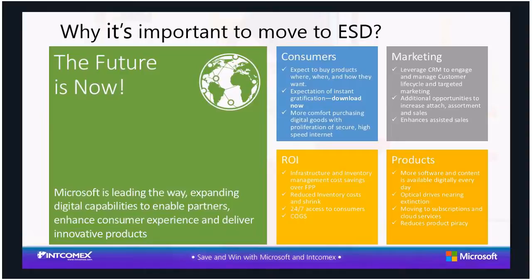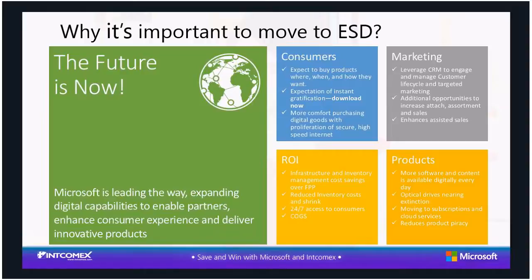So for consumers, it's important to move to ESD because they can buy the product anytime, anywhere, and however they want, and you can fulfill that for them electronically. They can have a download now. For example, I just purchased a computer and I forgot to purchase the Office. I can go to the reseller's webpage, type it in, and acquire the Office at midnight. And I have the license with me, right? So that's interesting, and I have more comfort purchasing digital goods. I don't have to run to the store.